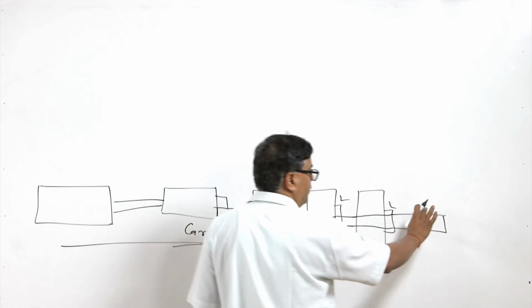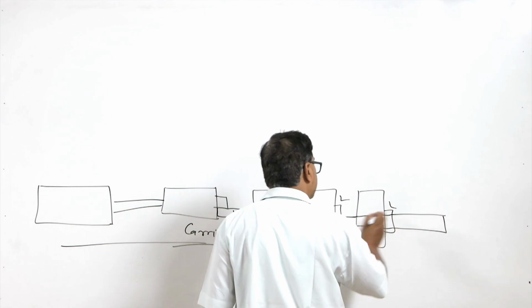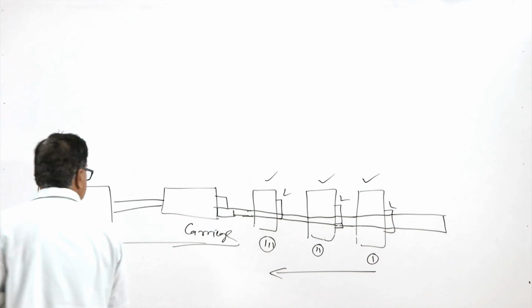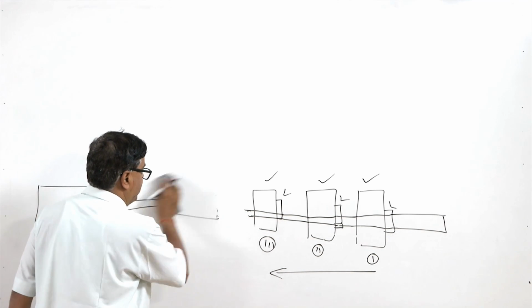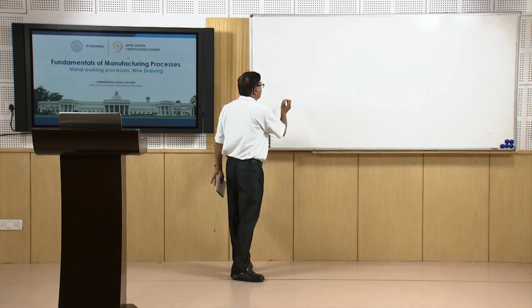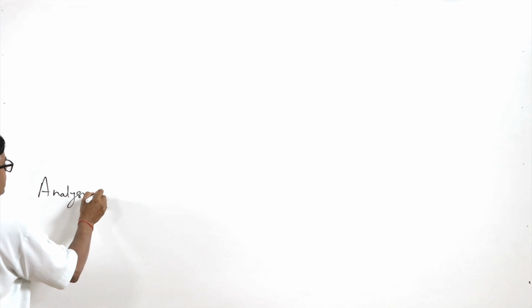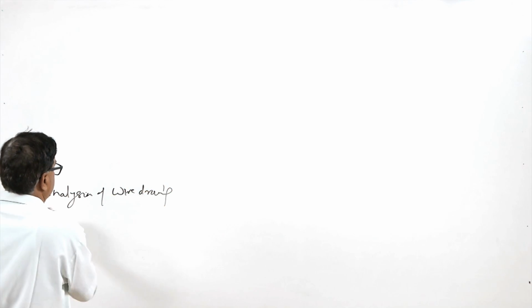The wire or the rod which is to be drawn is inserted, and then sequentially it is drawn in the different dies in stages in order to reach the final dimensions which are desired. So, now I'll look at the analysis part of the wire drawing process.